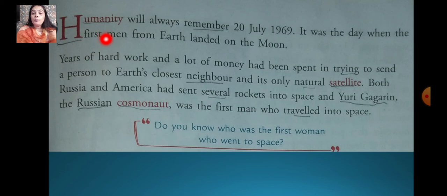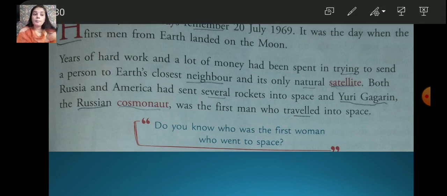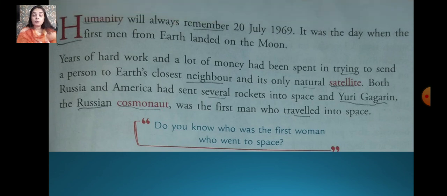So, humanity should remember, we all should remember this date. Humanity will always remember 20 July 1969. So, what is special about that day? It was the day when the first men from Earth landed on the moon. So, a person from the Earth went into space and landed on the moon. Many years of hard work it took to land there on the moon.